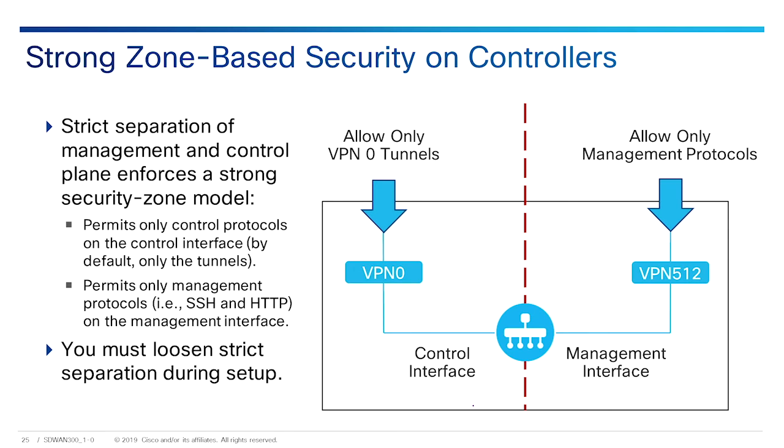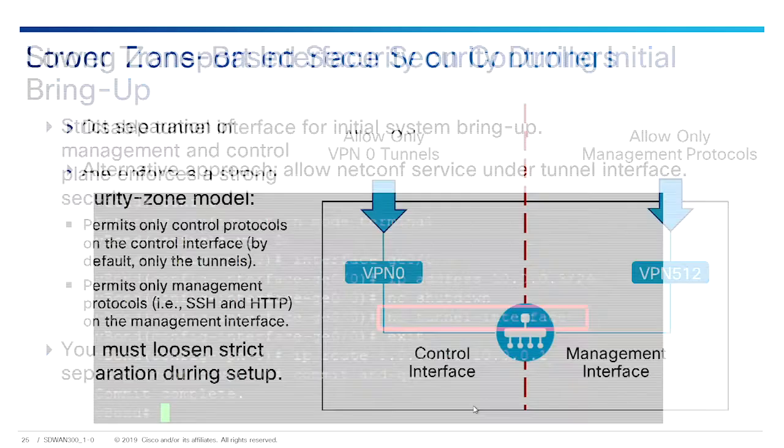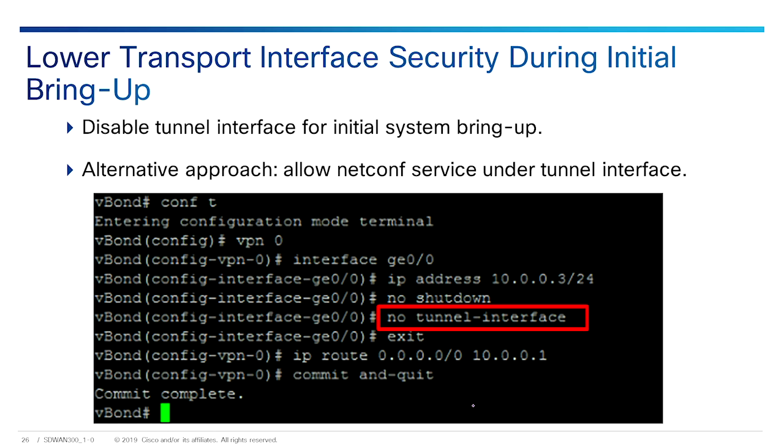During setup, this strict separation must be loosened a little bit. We're going to require some additional protocols for the setup phase over the control interface. The reason is that we're going to be running netconf. So we're going to lower that transport interface. On VPN 0, we have an interface and IP address. We're actually going to disable the tunnel interface. This is what tells it that it's actually a VPN 0 secure interface. Basically, we'll turn off the tunnel interface. Now we allow netconf so that we can get configuration to the device.